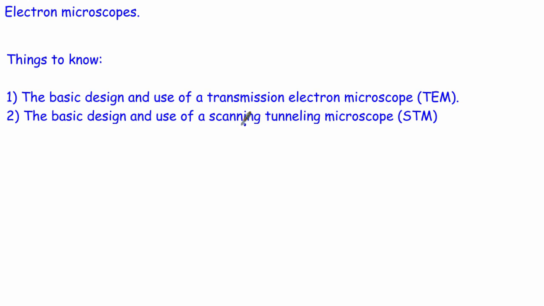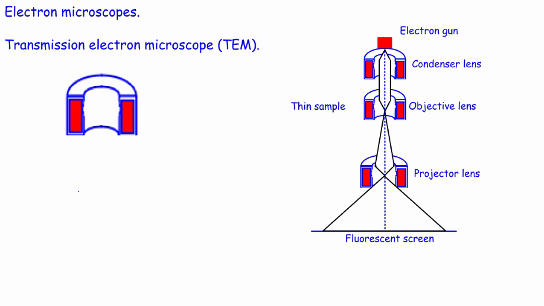And then the second type of microscope is the scanning tunneling microscope, which is a completely different type of microscope, but again we need to know roughly what it's made up of and basically how it works. So this thing here shows you a very rough idea of a transmission electron microscope, and what it really uses is magnetic fields to focus electrons.